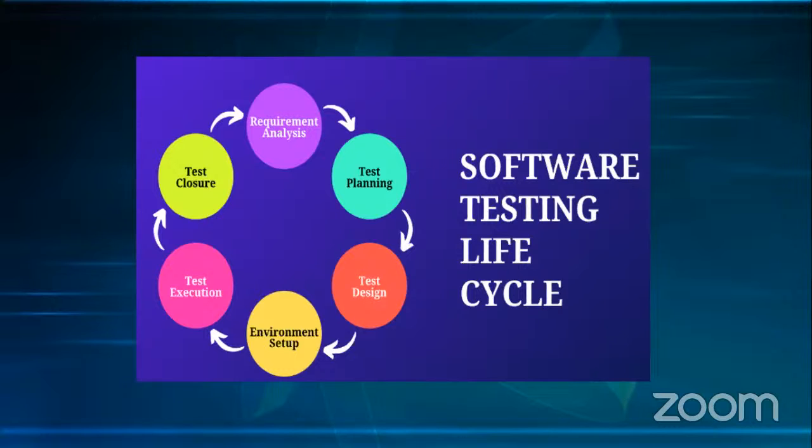So we start with requirement gathering. This is the one that starts, number 1. From there, you go to test planning. We go to the test design. We go to the environment setup. We go to the test execution. We go to the test closure. That is the way the cycle is.